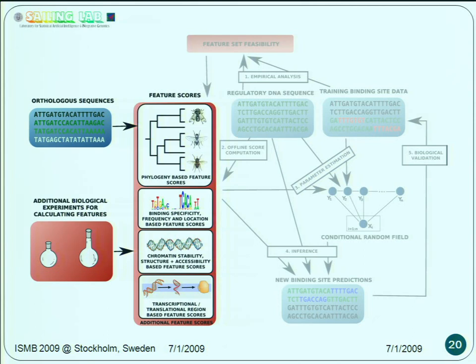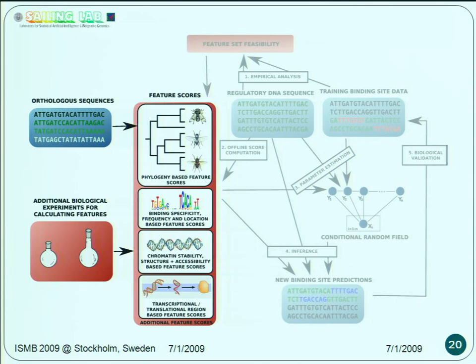They may be binding specificity-based features, like PWM scores. They may be chromatin stability and accessibility features, such as nucleosome binding affinity. They might be transcriptional features, such as proximity to transcription start sites. And you could look them up in databases, or if you are collaborating or you are a wet lab biologist, then you could directly do the biological experiments yourself to generate those data.